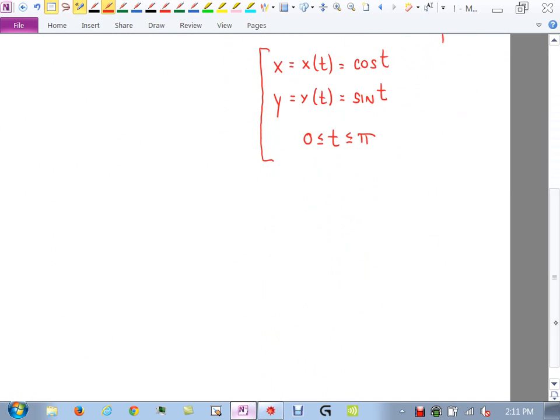If I'm going to work on the arc length, don't you agree I'm going to need to know what dx/dt is? Right? Well, what's dx/dt? Take the derivative of x with respect to t, and you get negative sine t. What is dy/dt? Cosine t.